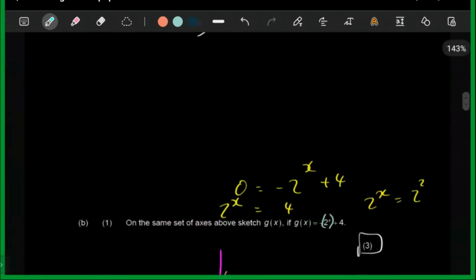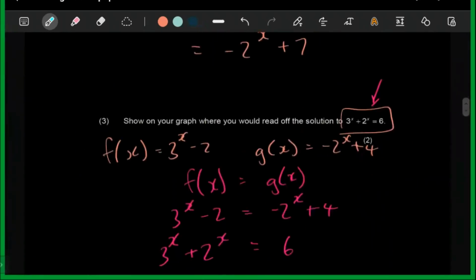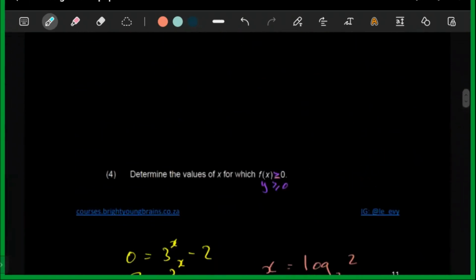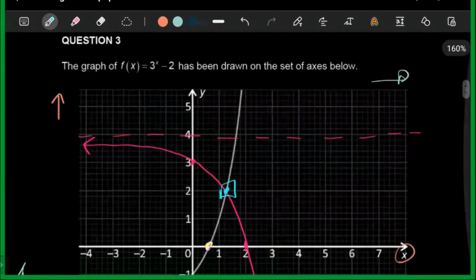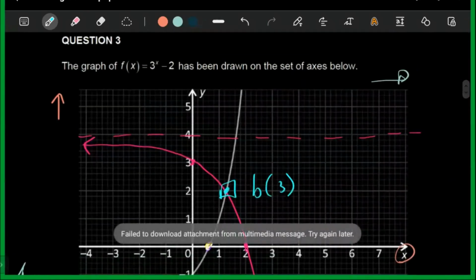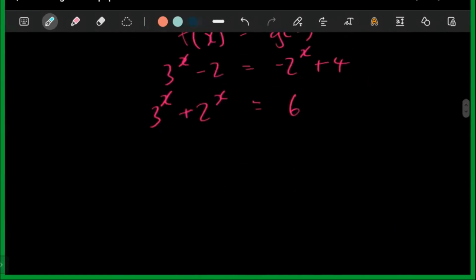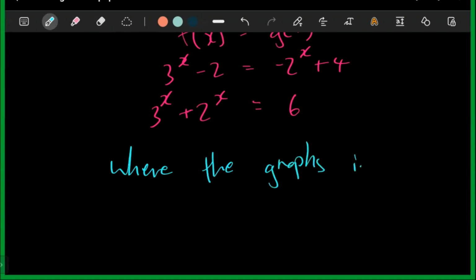And our question there is question 3. It's like B3, you see? So this is B3. There we go. That's where you would read off your solution. So obviously we read off our solutions where the graphs intersect. You see? Where the graphs intersect. There we go. So let's say here intersect.